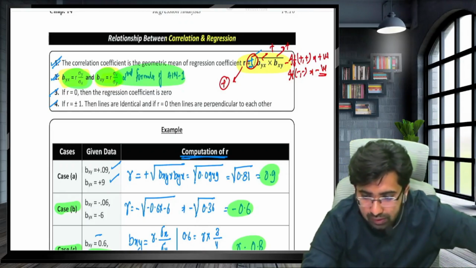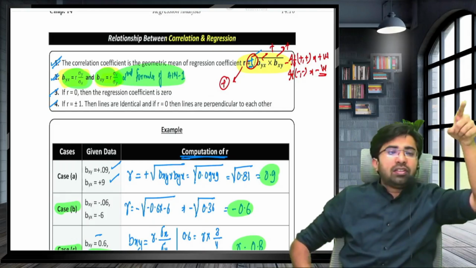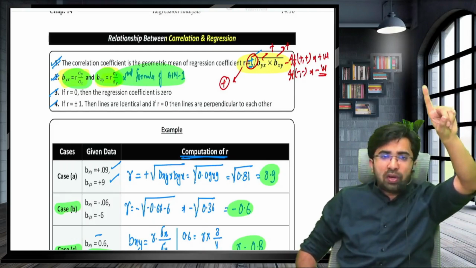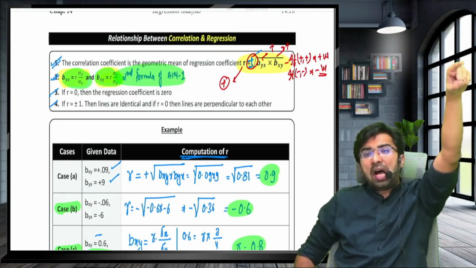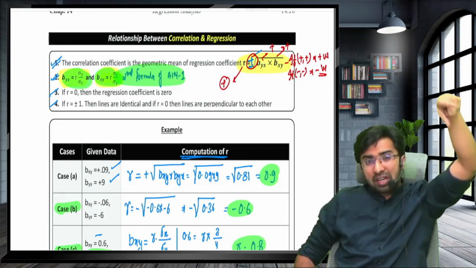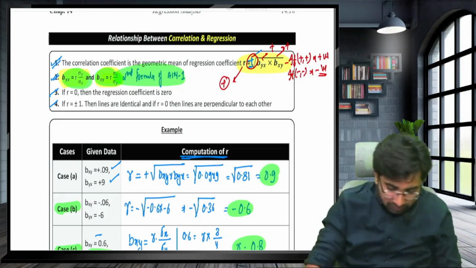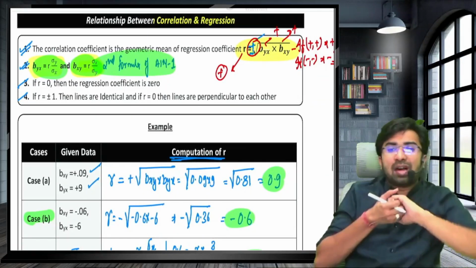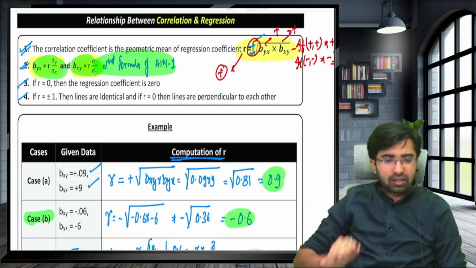Now, we have discussed that we have two formulas. R is equal to the square root of Bx on y into By on x, and the second formula of that table: B is equal to R into standard deviation of x upon standard deviation of y, and standard deviation of y upon standard deviation of x. Guys, only these two formulas establish a relationship between the correlation coefficient and the regression coefficient.